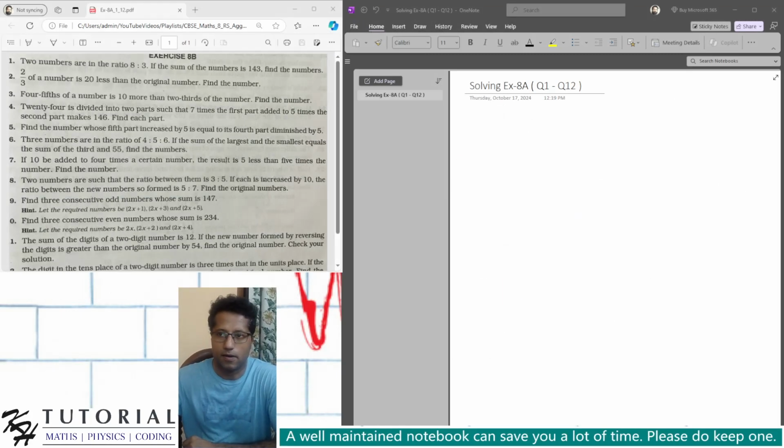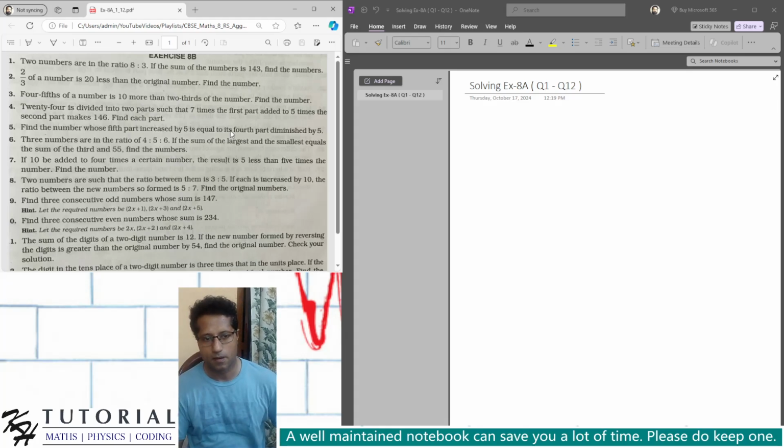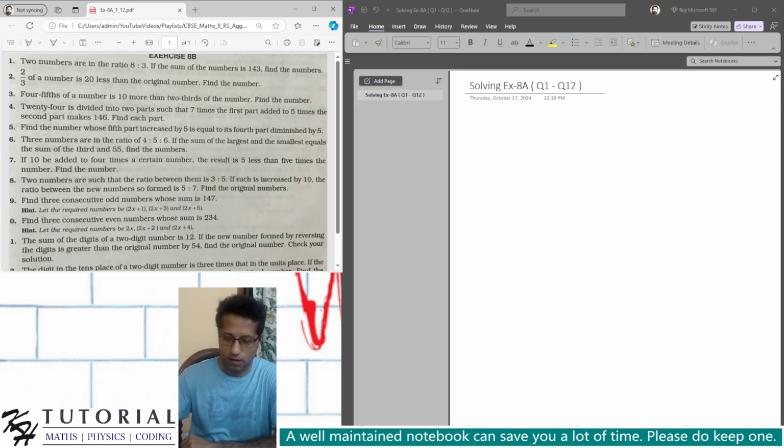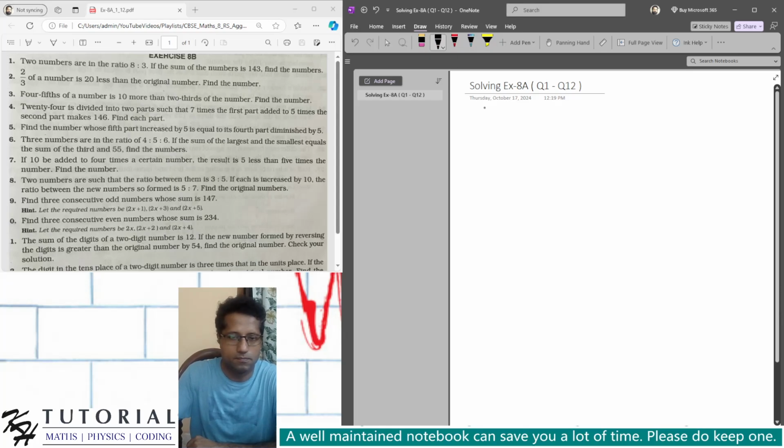Okay, so I have the problems from 1 to 12 on the left hand side. These are problems from exercise 8B based on solving linear equations. These problems are applications of linear equations to solve real world problems, or they can also be considered as word problems based on solving linear equations. So in this video, part 2, I will solve problems number 1 to 12. The remaining problems I will solve in the next part. Okay, so let's start solving the problems.